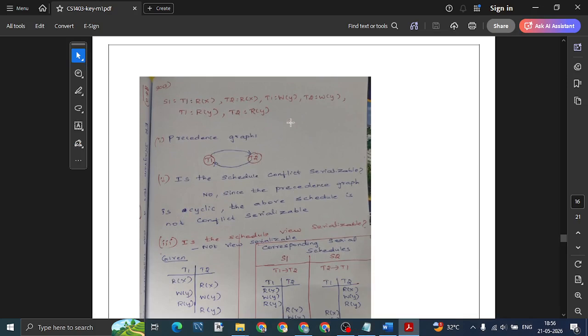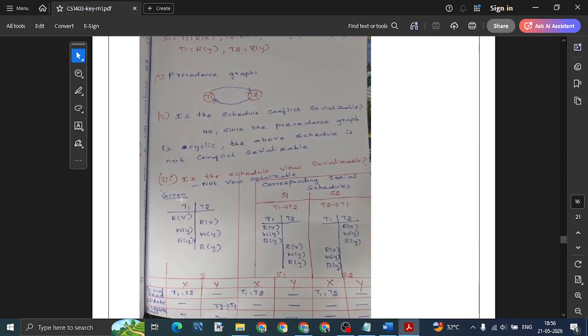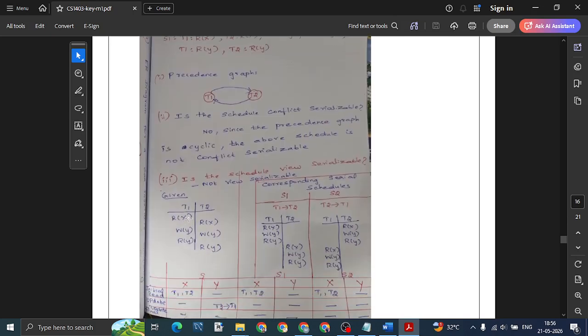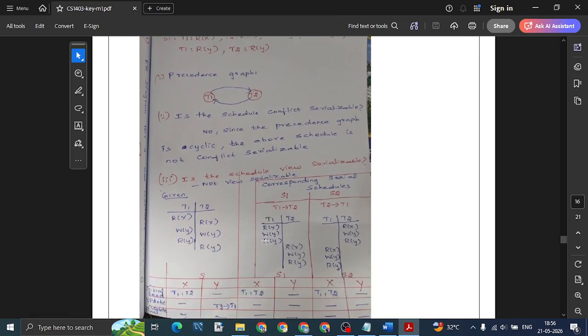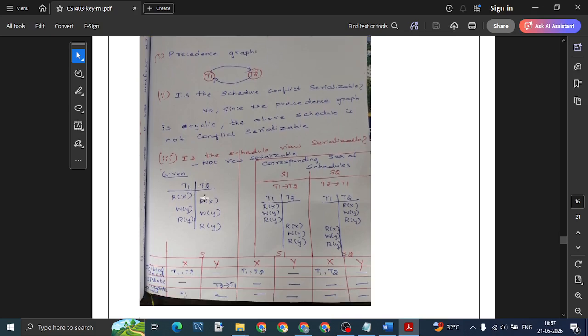Here we have two transactions, T1 and T2, and these are all the operation details they have provided. R of X, W of Y, W of Y, R of Y, R of Y. This is the transaction given as per the question. Now you are going to check whether it is conflict serializable and whether it is view serializable or not, right? Now for checking, listen, every conflict serializable schedule is a view serializable schedule, right?